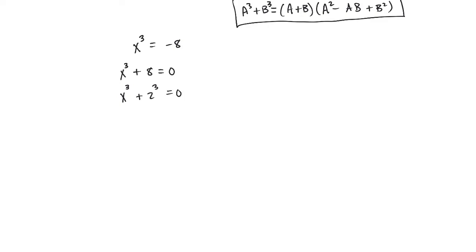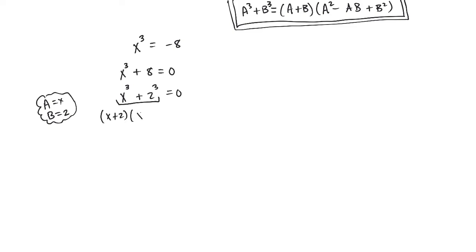Okay, and so we're going to replace in our formula a is x and b is 2. So this here is going to factor using our formula. So I've got, it would be x plus 2, and then x squared minus 2x plus 2 squared is 4. So we factor.